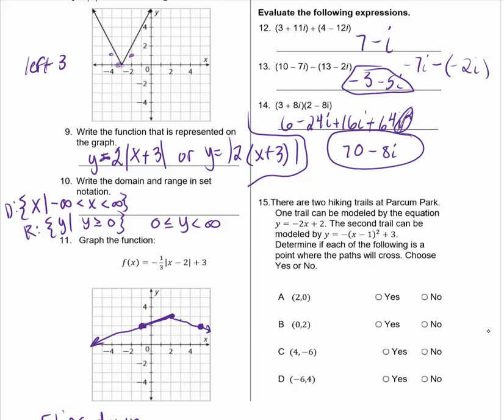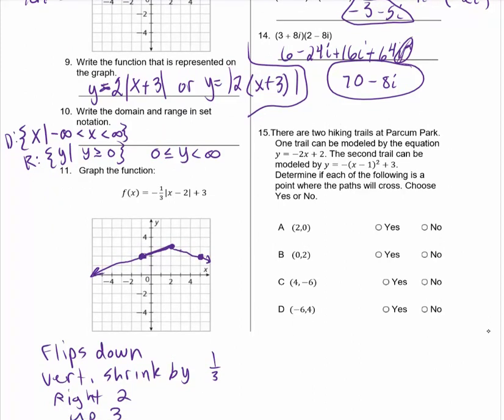Number 15, there are 2 hiking trails at Parkham Park. One trail can be modeled by the equation y equals negative 2x plus 2. The second trail can be modeled by another equation. Determine if each of the following is a point where the paths will cross. Choose yes or no. So we could solve this for the 2 answers. And so if we wanted to do that, since they're both y equals, the easiest thing to do would be to put them equal to each other, like this.